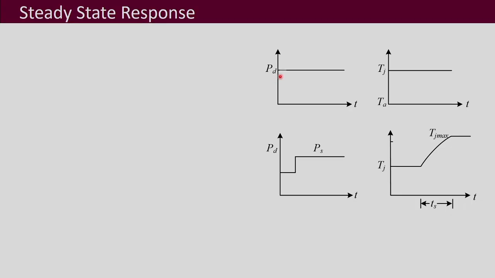So, let us say this is the power dissipation graph that is shown. With respect to time t, this power dissipation is fixed, it is not changing. Then from this R theta equation, which is equal to delta T by PD, we can see that your delta T, the change in temperature, which is TJ minus TA, is equal to R theta PD. So, if PD is fixed, not changing with time, then this difference in temperature, TJ minus TA, will also be fixed. That is like a steady state, it is being maintained.